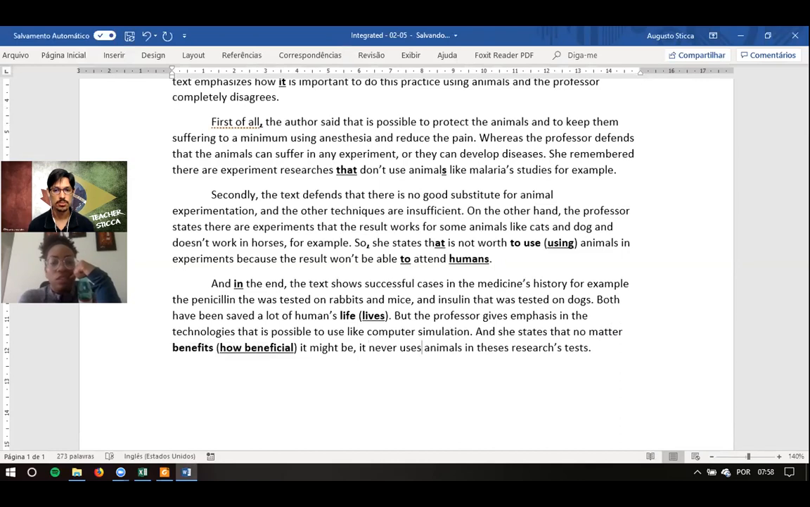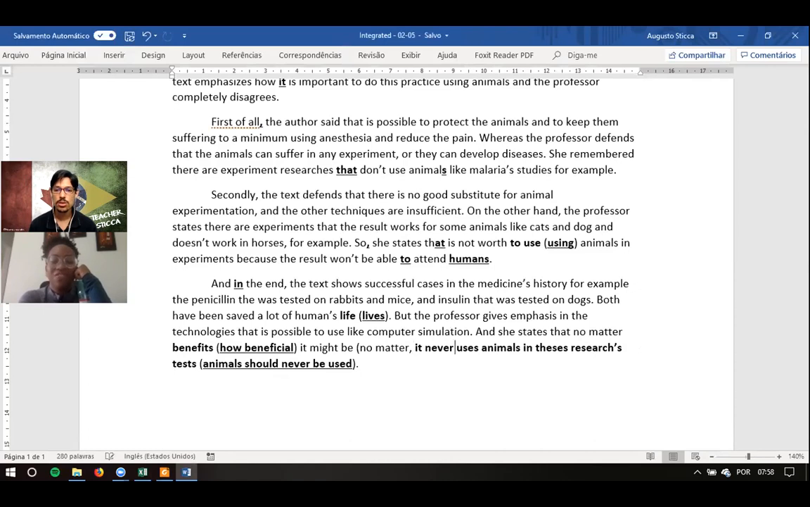Never uses. Nunca deve ser usado animais. Animals should never be used. Okay? And qual é o sentido do que eu pus? Nunca. It never uses animals in these research tests. Isso nunca usa animais nos testes de pesquisa.